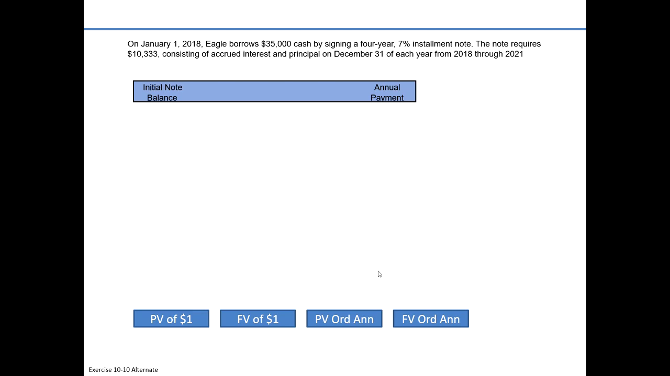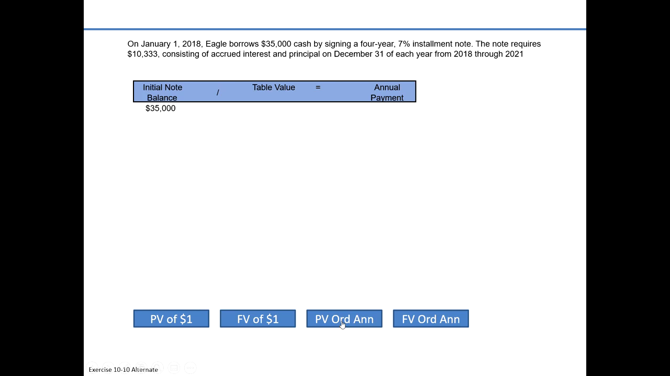So if I did need to use the tables because they didn't give me what the annual payment was going to be, again, I won't test you on it for the exam, but if I did need to, I'd start out first with what's the full amount that's owed? What's the principal? That's $35,000. I'll give you a hint. The only table that we're going to need to use, as a divisor, is present value of an ordinary annuity.